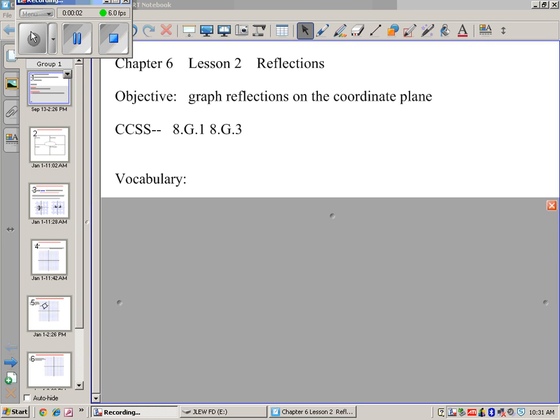Okay, welcome to Chapter 6, Lesson 2, Reflections. Our learning target or objective for this lesson is to graph reflections on the coordinate plane.